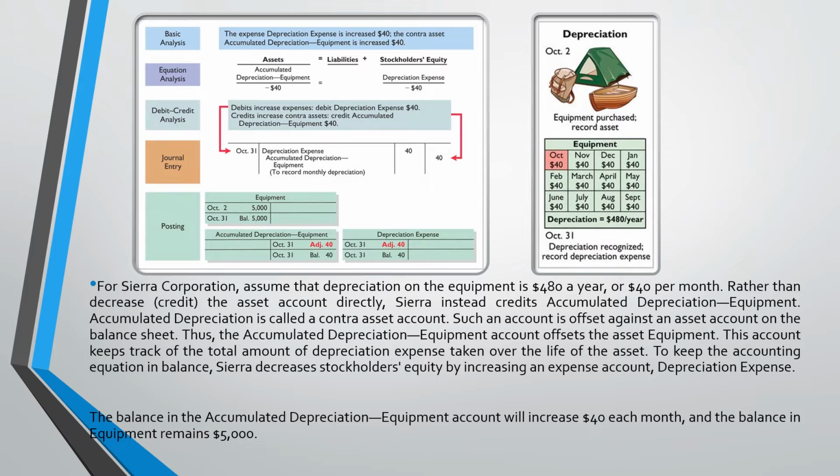To keep the accounting equation in balance, we decrease stockholders' equity by increasing an expense account. So we're going to have an expense account on that side, depreciation expense. The balance in the accumulated depreciation equipment account will increase by $40 a month, and the balance in equipment remaining will still be $5,000.